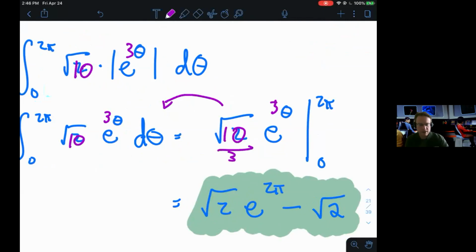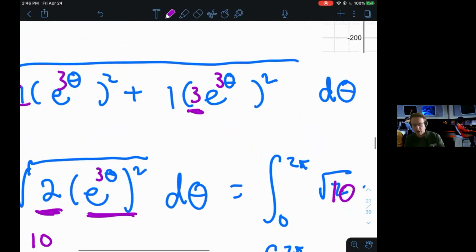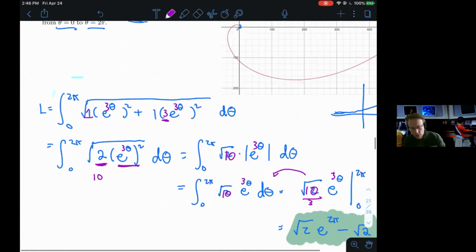Again, it's quite similar to the one that we did in class, except you need to see how this extra bit, this 3, influences your answer. But so long as you're careful, and notice that we had to square a 3 there and all that sort of stuff, it is still quite similar.